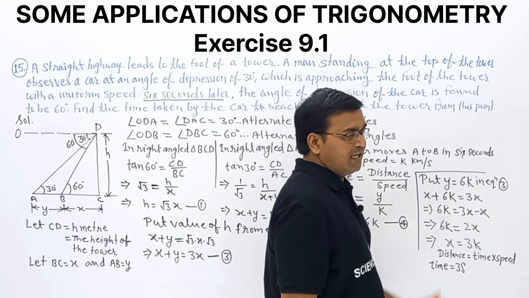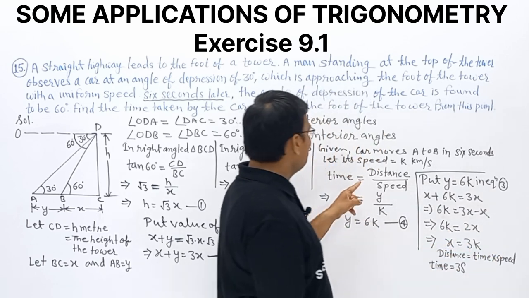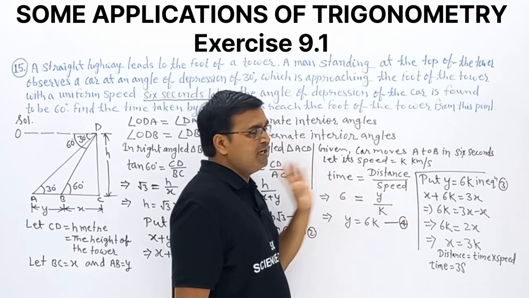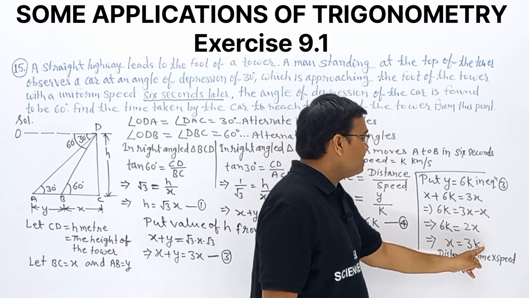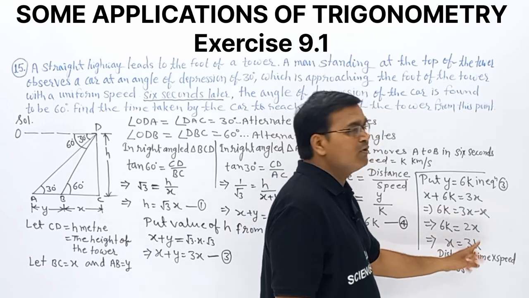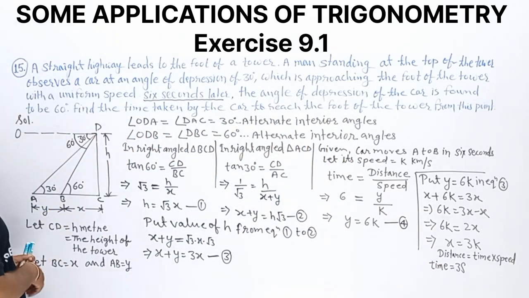We get x equal to 3k, and x is distance. 3 is time. Distance equals time into speed. From this formula we can say distance will be time into speed. So 3k is time into speed. Speed we assumed as k, so k is the speed, but 3 will be the time. So the time taken by the car to reach the foot of the tower from this point is 3 seconds.